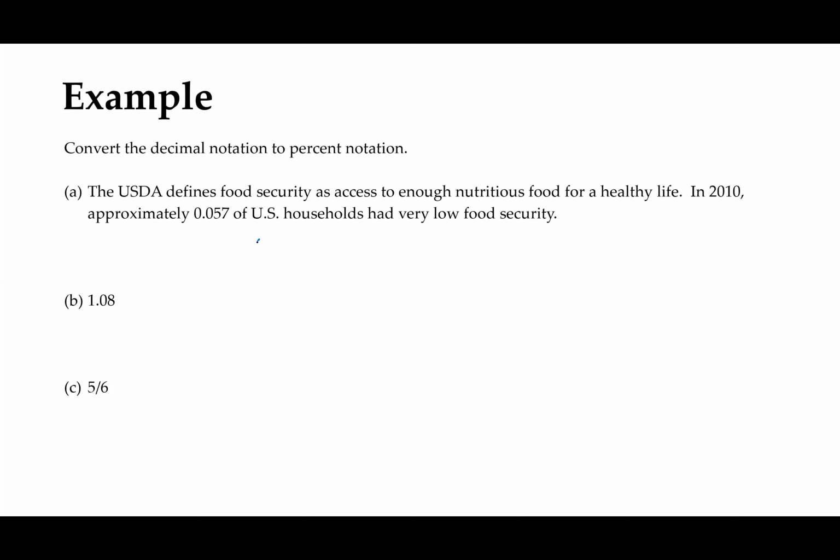So I'm going to take this 0.057 and convert it to a percent. In other words, I'm going to multiply by 100. So I move that decimal to the right, 1, 2, we get 5.7%. Okay. How about 1.08? Well, 1.08. I'm going to multiply by 100, which moves this decimal 2 places to the right. So we get 108%.